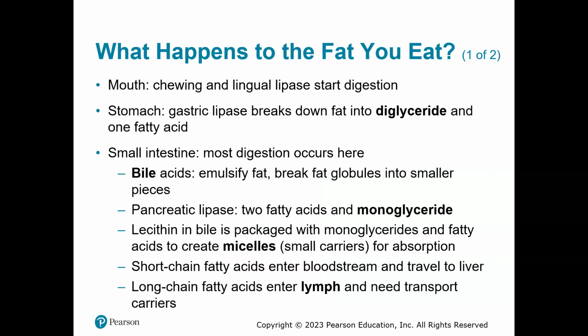It's going to continue digestion in the stomach. Gastric lipase breaks down fat into a diglyceride and one fatty acid. So in the stomach, we're going to pull off one whole fatty acid chain and turn it into a diglyceride. So a glycerol backbone with two fatty acids and one free fatty acid tail.